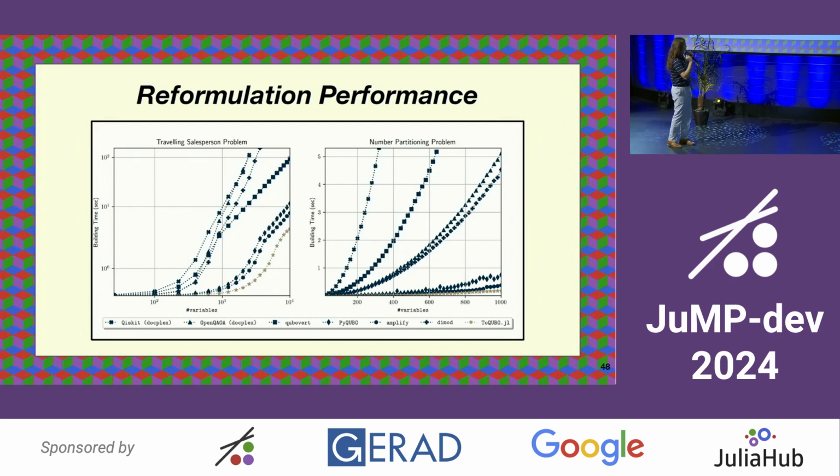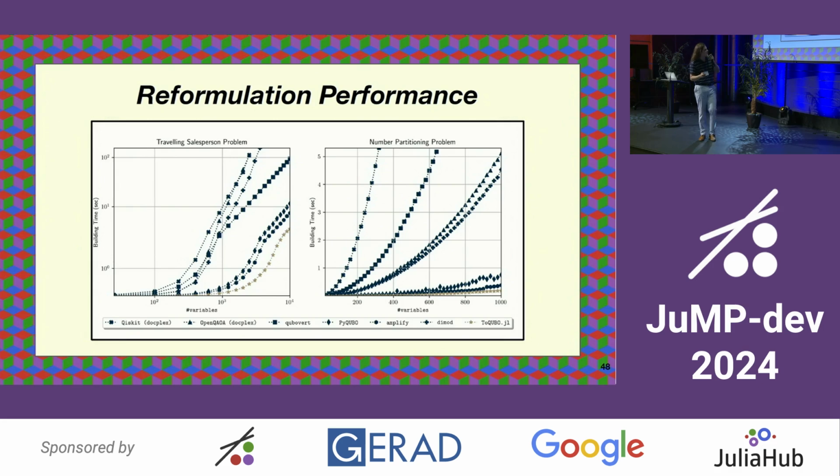And we outperform them both in the scaling that we can see in a problem like the traveling salesperson, where the number of constraints and variables do not grow linearly, as in the number partitioning, where there are no constraints. It's basically a QUBO from scratch. So we are beating them both in scaling and in the offset baseline. It's the fastest reformulator you can find out there.